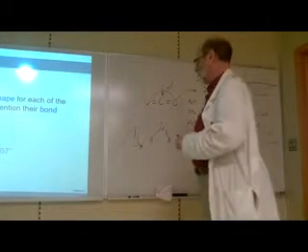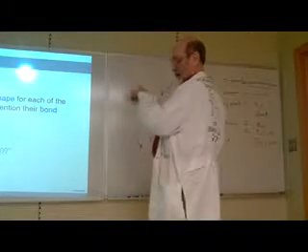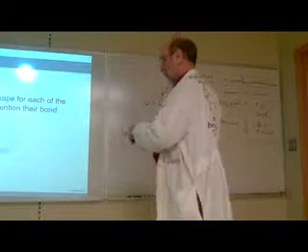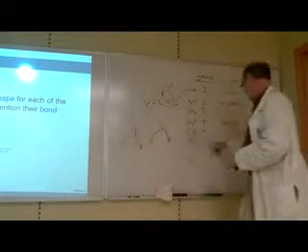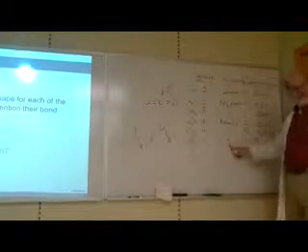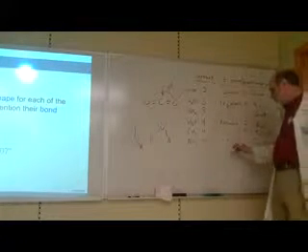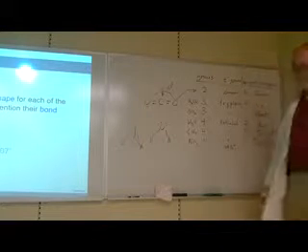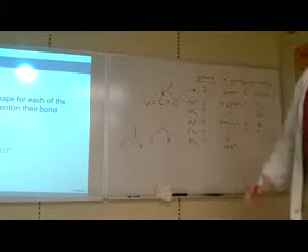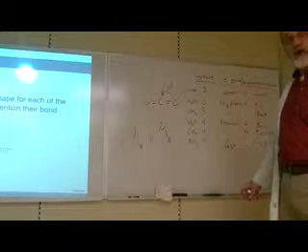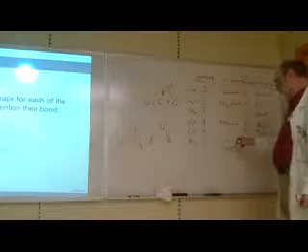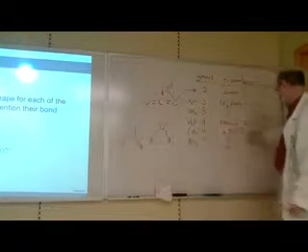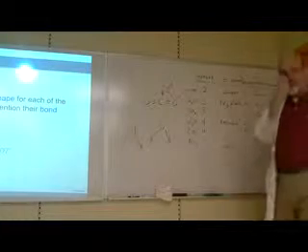A trigonal pyramid, well, let's back up. Before we do that, how did we get ammonia? We started with a tetrahedron. The bond angles in a tetrahedron are 109.5 degrees. If it's a perfect tetrahedron and you don't have any lone pairs, that will be your bond angle. So this one will be 109.5 degrees.